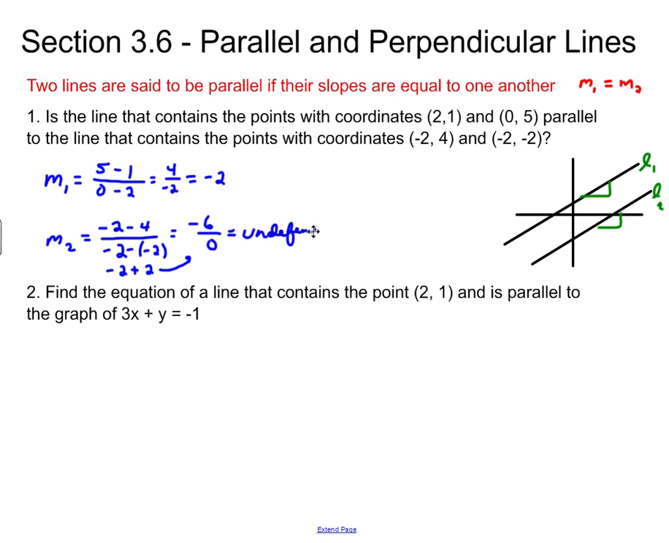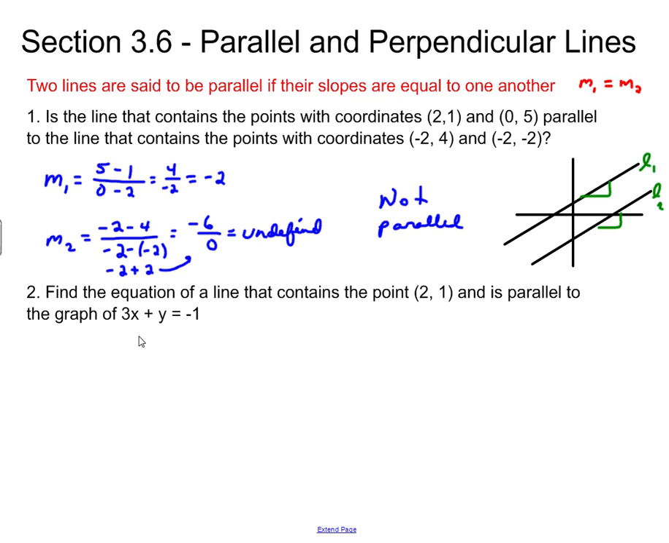So to answer the question, are these two lines parallel to one another? The answer: not parallel. And this is just by looking at the slopes. We didn't even have to draw the lines to get to that conclusion.